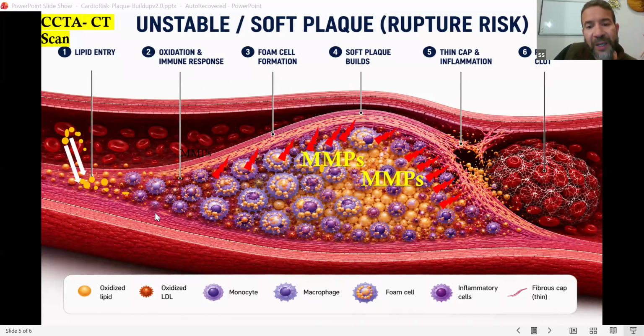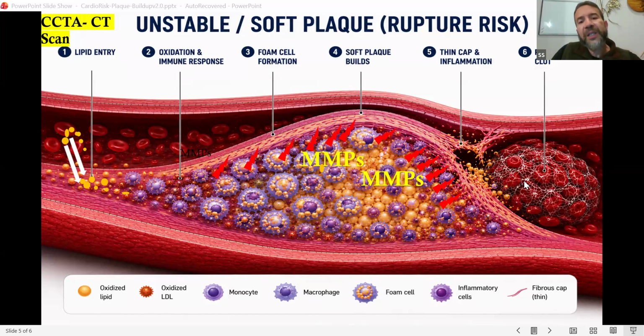The second thing they do is they release a problematic enzyme called MMPs, or matrix metalloproteinase. Now, this is problematic because this MMP attacks and weakens the collagen part of the fibrous cap. So they keep attacking it till they thin it out, and it becomes weaker, and it will eventually give up and rupture. And when this happens, the plaque spills into the bloodstream and it triggers a clot, which leads to a heart attack or a stroke in a matter of seconds, if not minutes.